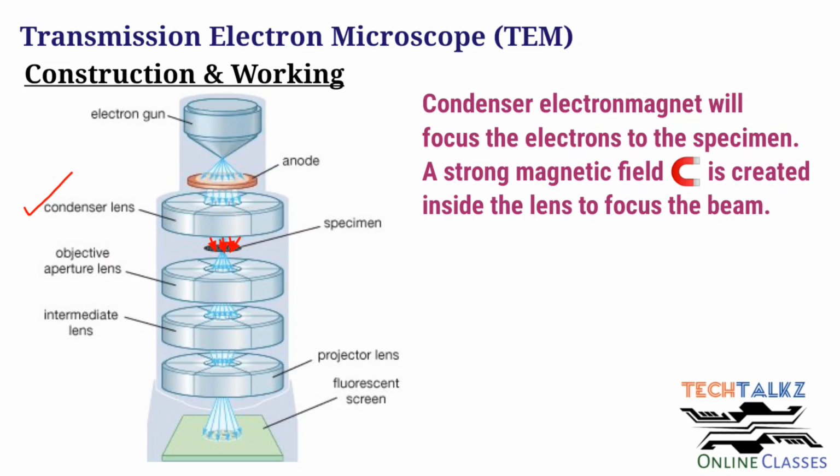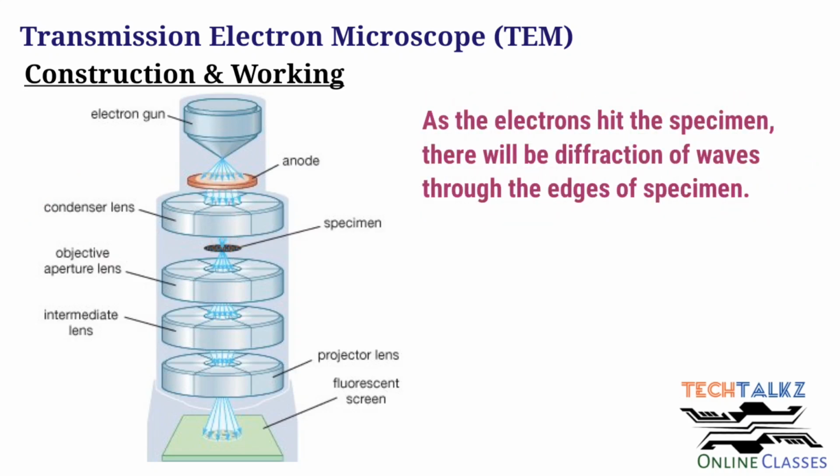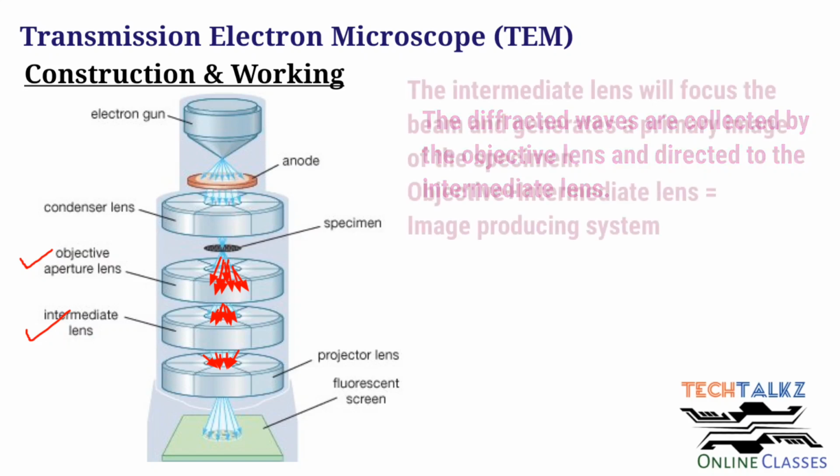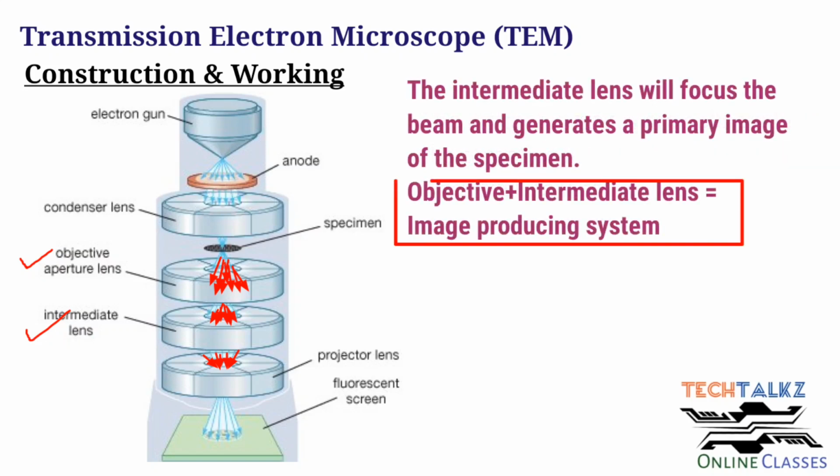The electron waves pass through the specimen and undergo scattering, and different parts of the object transmit different amounts of electron waves. These diffracted waves are collected by the objective lens and passed to the next level, that is, the intermediate lens. The objective lens and the intermediate lens together are called the image producing system. An intermediate, or primary, image is produced from this lens.